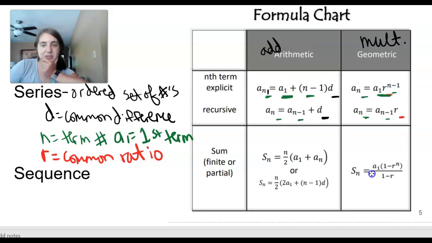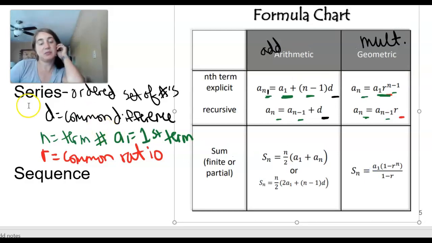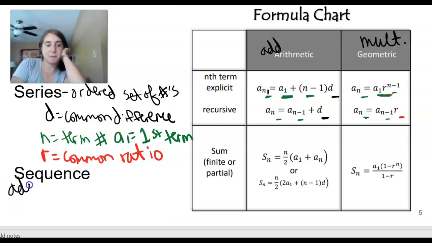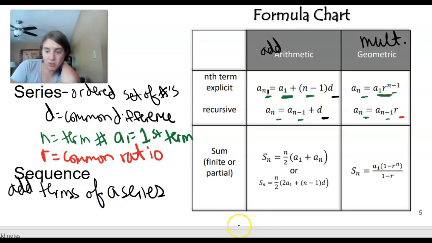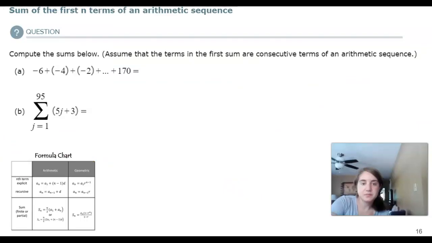Last aspect that we need to talk about is this idea that we have series. So series are when we add terms of a sequence. So these are the formulas we're going to use, and we'll spend more time talking about those in a second. So this is series adding or multiplying. This is sequence adding or multiplying. So we're going to keep practicing these sums. So when it says sums, it wants series.